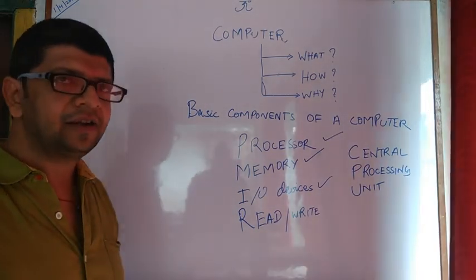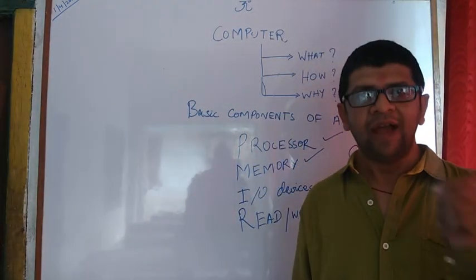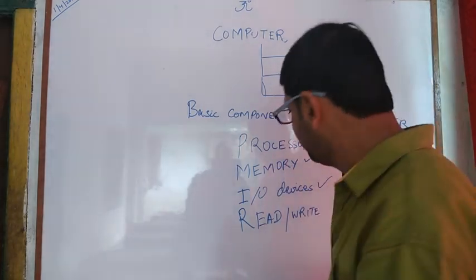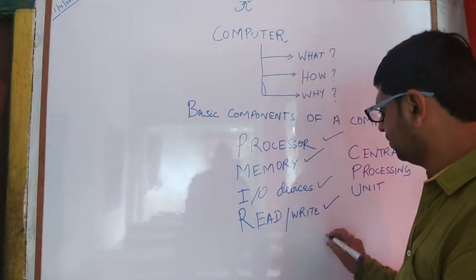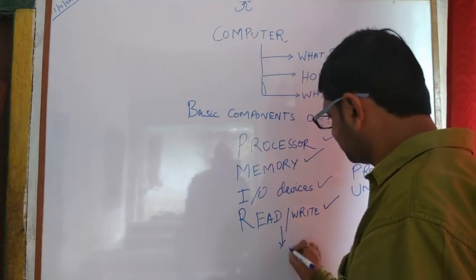What is the meaning of read and write? Every computer has a storage device through which you can read and write. You can store data and retrieve it later on. So that is read and write, or we can call it storage.